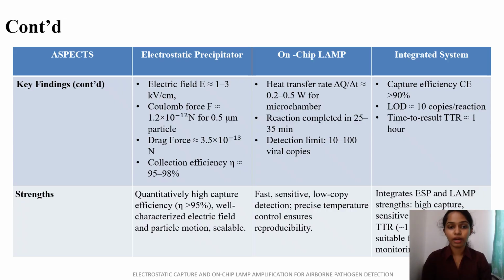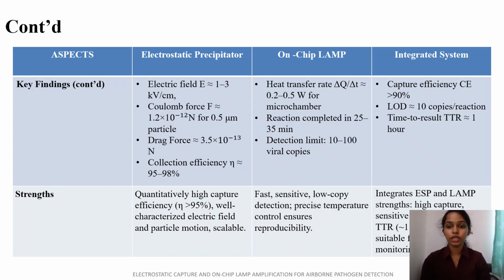The key findings also showed that the electric field was 1 to 3 kilovolt per centimeter, and the Coulomb force was 0.2 times 10 raised to minus 12 Newton for 0.5 micrometer particles, and the drag force was 3.5 times 10 raised to minus 13 Newton, and the collection efficiency was 95 to 98% for electrostatic precipitators. The heat transfer rate for on-chip LAMP was 0.2 to 0.5 watts for the microchamber, and the reaction was completed within 25 to 35 minutes.